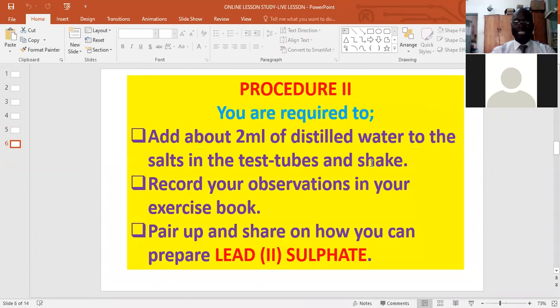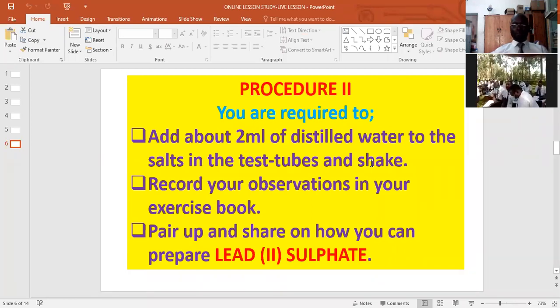So on the next slide, there is also a procedure. Of course, we've provided you with the chemicals and the apparatus that we've read out. Now I want you to go through the procedure. I want Vivian to read for us procedure 2.